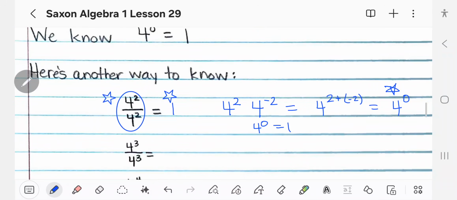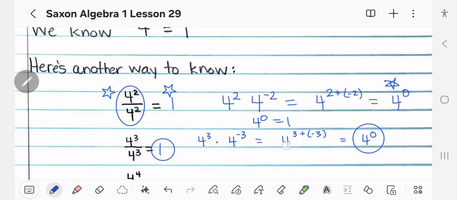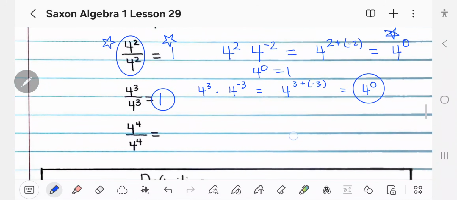Okay, and you could do it with other numbers. 4 cubed over 4 cubed, same thing. We know that's equal to 1. We could also say, let's move the denominator up to the numerator and change its sign. Let's simplify that. That's 4 to the 3 plus negative 3. That's equal to 4 to the 0. So it must be true that 4 to the 0 is equal to 1 because these are all equal. And I don't think we need to show it again.